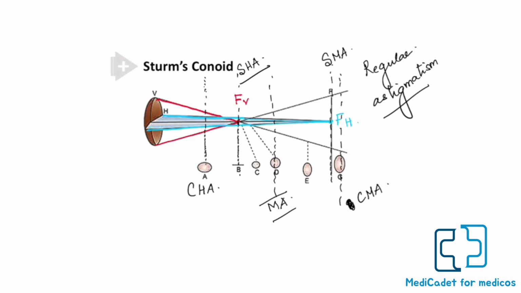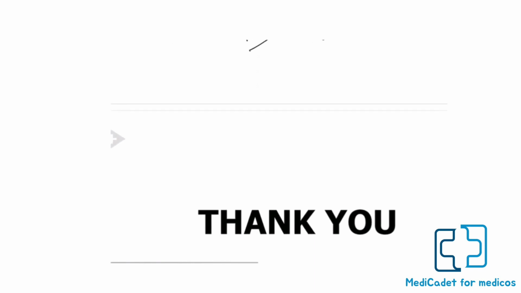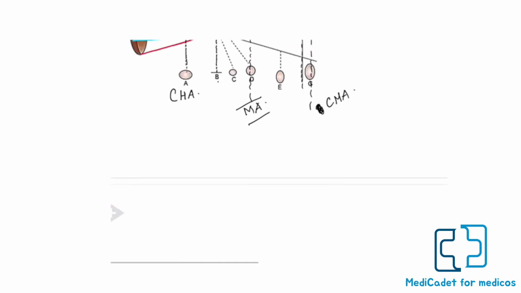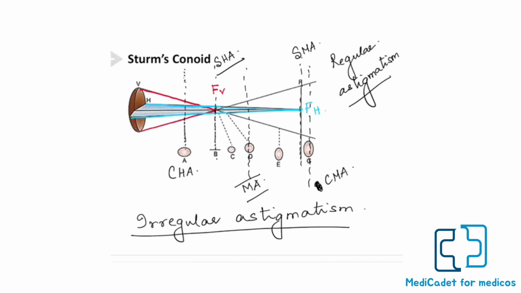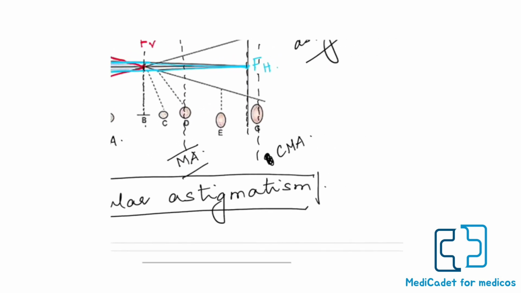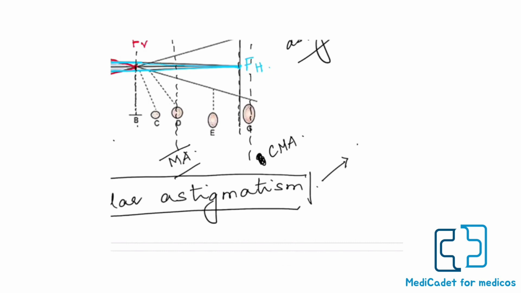So now we have talked about regular astigmatism. There is one last concept, that is the concept of what we call irregular astigmatism. So what do we mean by irregular astigmatism? Astigmatism which does not follow the pattern where the two principal axes are perpendicular to each other is called irregular astigmatism. So irregular astigmatism means that the two principal meridians are not perpendicular to each other.